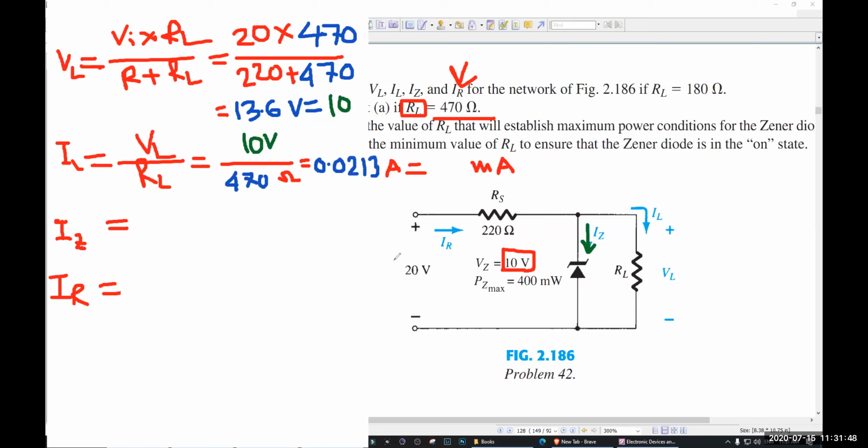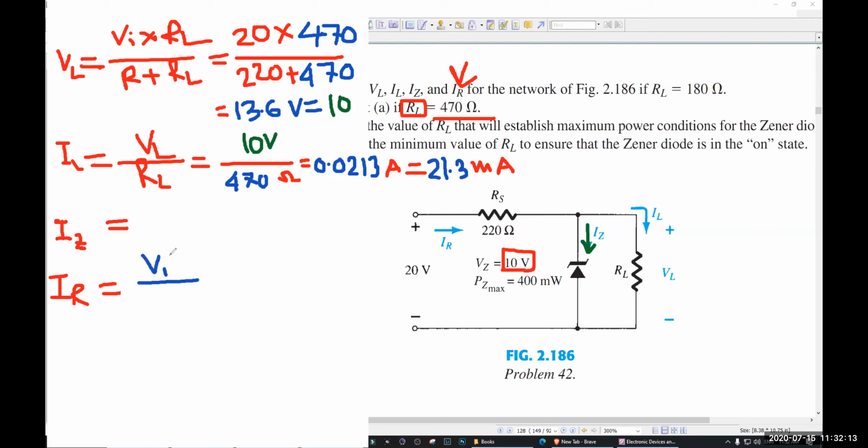If you multiply by 1000, the value is 21.27. Okay, I can call it 21.3 milliampere, right? That is the current IL. Now, what is your IZ? Obviously, IZ has a value. Now, you cannot find out the IZ first. Remember, you have to find out the IR first.